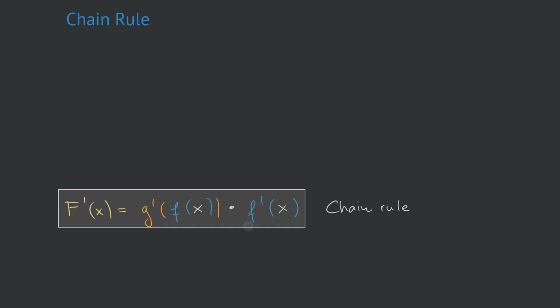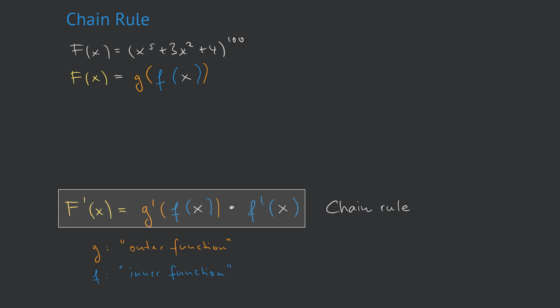As a first example, we consider the function capital F of x equals (x to the power of 5 plus 3x to the power of 2 plus 4) to the power of 100. The first step is to realize that this function is a composed function, and the second step is to identify the two functions f and g. We generally call g the outer function and f the inner function.